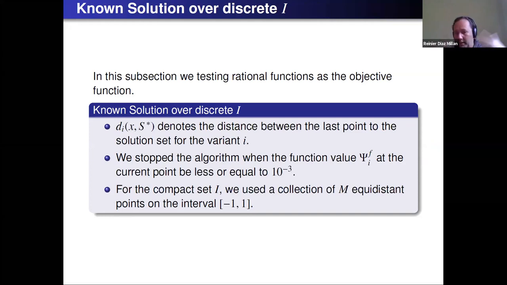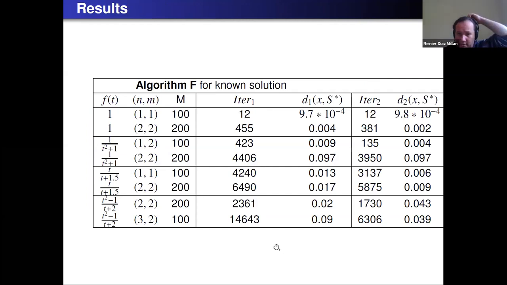Then we choose some points in the interior, in the interval -1, 1 as the compact set, okay? And the results are in this table. This is from the first variant, and this is for the second variant. And as we can see, in all of the cases, except the first one, the second variant was better. Too much better, I think.